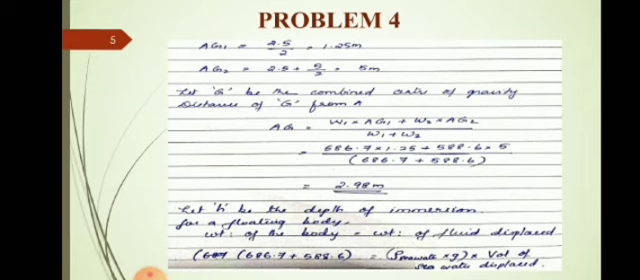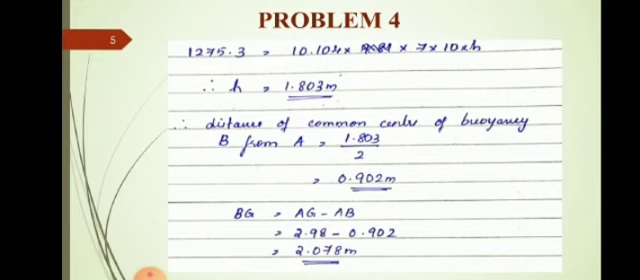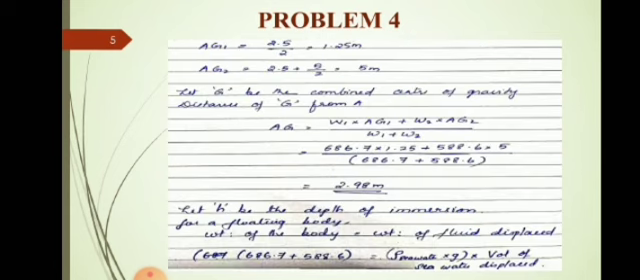Rho of seawater into g. So when you do rho of seawater into g, you will get the weight density. Rho into g into the volume of seawater displaced will give you the weight of the seawater displaced. So on the left hand side, the total weight will come to 1275.3, sorry, not meters, kilonewton.